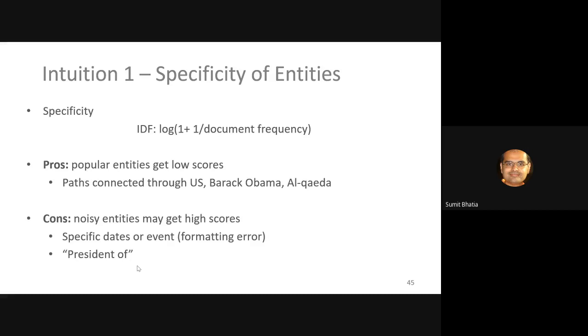But there is a negative associated with this. What happens is that in a practical graph, there is bound to be noise and errors, right? So if there are certain noisy entities which are also very less popular, they will also get a very high score. So this is again a very standard issue with IDF-based measures. So we need some other measures to account for this. So let's see what we do there.